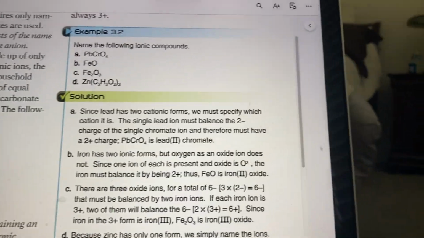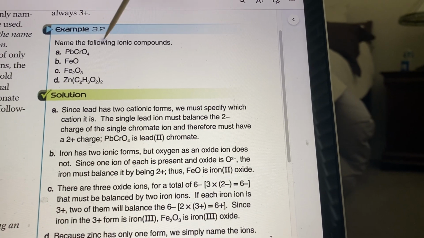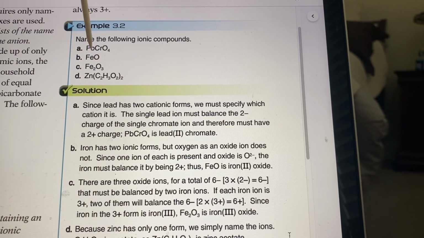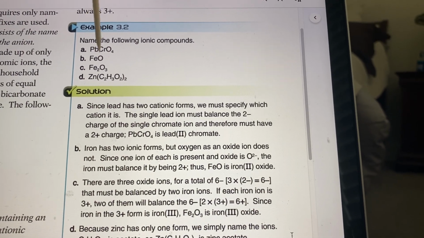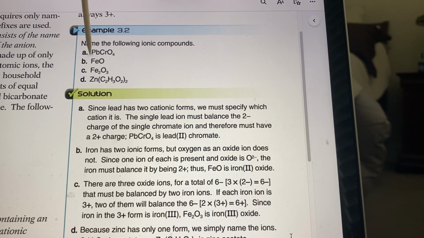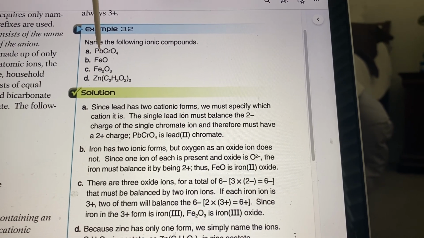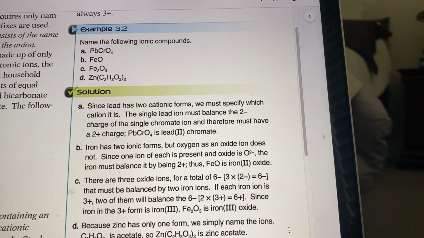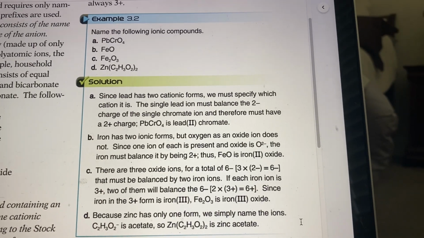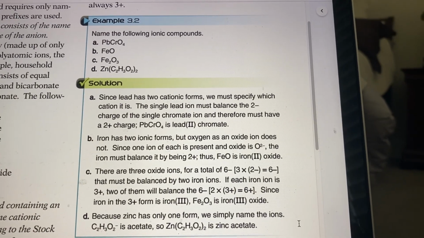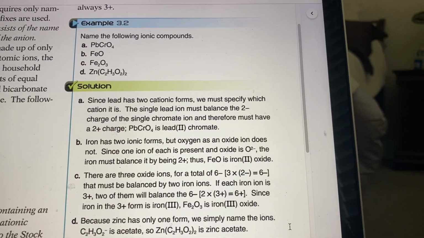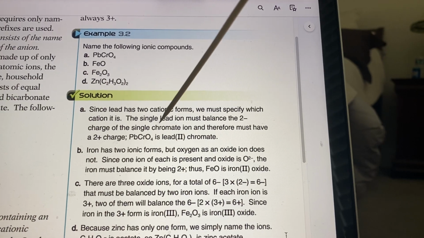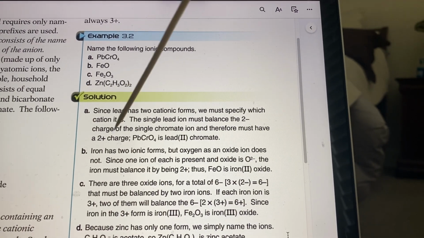Let's zoom in here. So we're going to name the following ionic compounds. We need to know if there are many forms of lead. At least we know a couple forms of lead. So we need to know if it's lead Pb 2 or Pb 1 or Pb 3. So for lead we need to know. It says naming these compounds, and let's look at the example. It says, since lead has 2 cationic forms, the cation must be specified. The charge of the single chromate ion is negative 2, and therefore lead must have a positive charge.